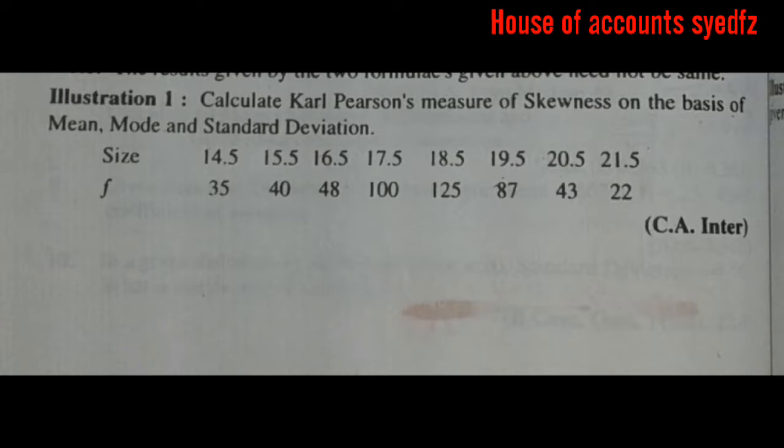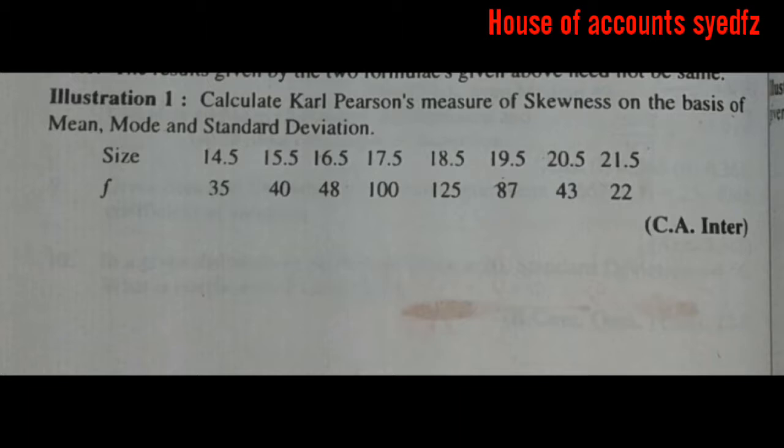Now for skewness of Bowley, what we have to see is Q3 plus Q1 minus 2 median divided by Q3 minus Q1. Okay, now let's see the question.